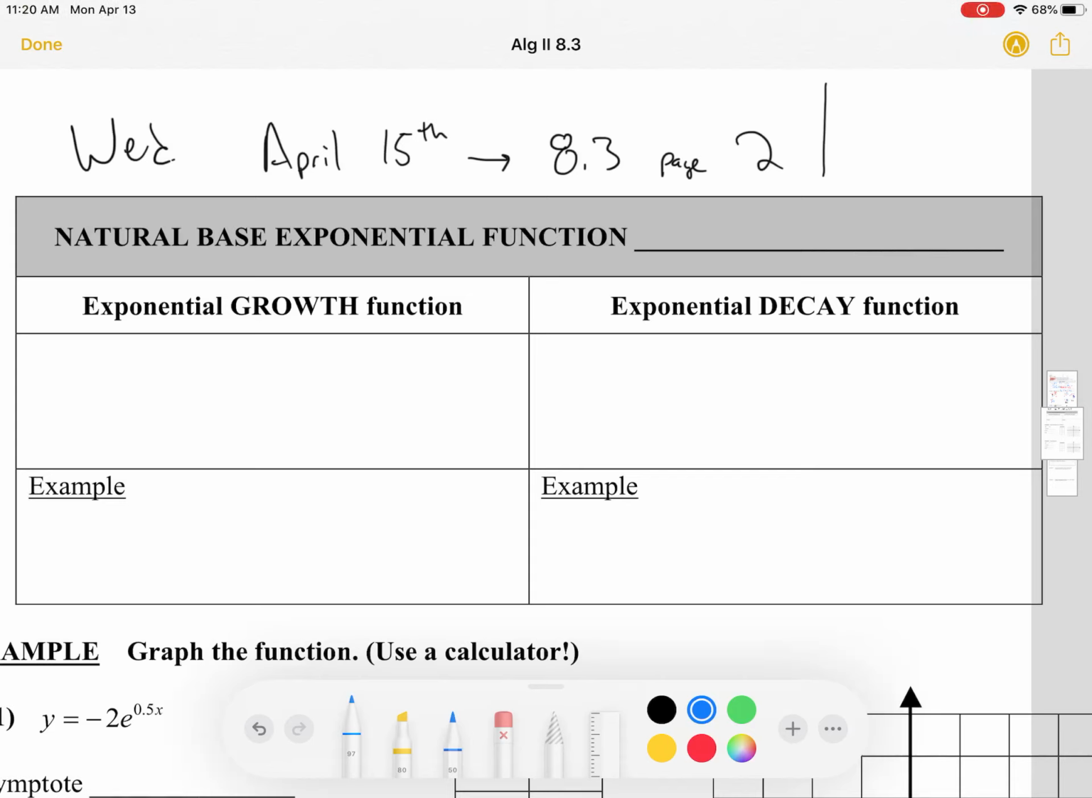Hey everyone, today we have the second page of the 8.3 notes. You should be watching this on Wednesday, April 15th. Yesterday we did the front page of the 8.3 notes, and that was just kind of talking about the letter E in general.